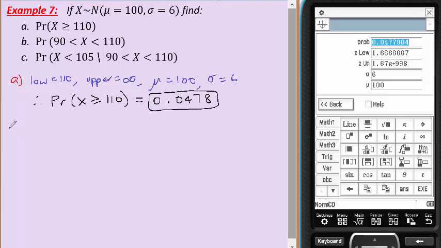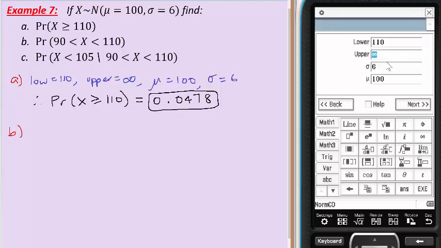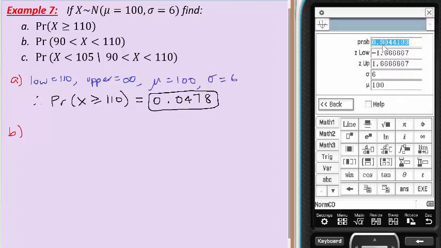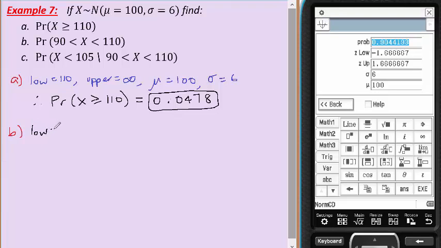For our second answer, the probability that x is between 90 and 110. Fortunately, if we just hit the back button, we still have the same data represented. So I can just chuck in 90 and 110 and go next. And our probability is 0.9044. So what I would write here is low equals 90, upper equals 110.